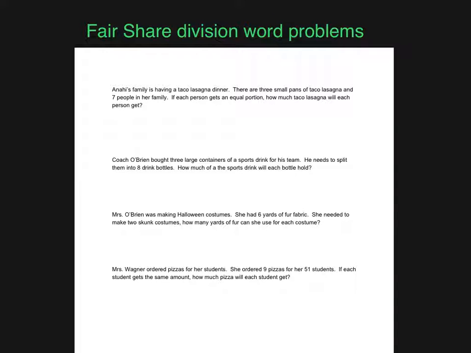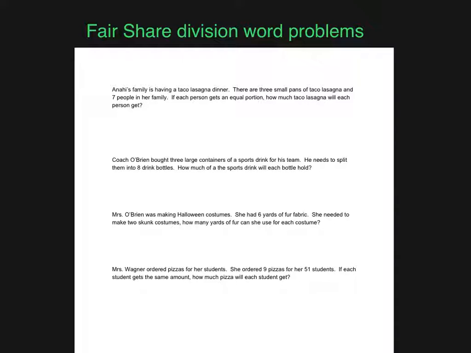Hello, today we are looking at fair share division word problems. If you need more help with this, you can always go to the 3.1 video because these are both the same concept. Starting with our first word problem, we have Anahi's family is having a taco lasagna dinner.